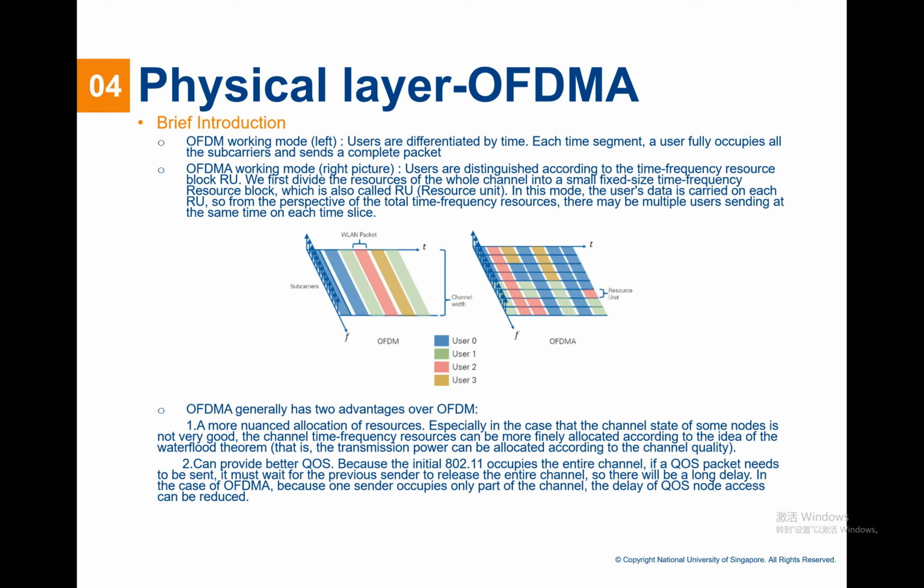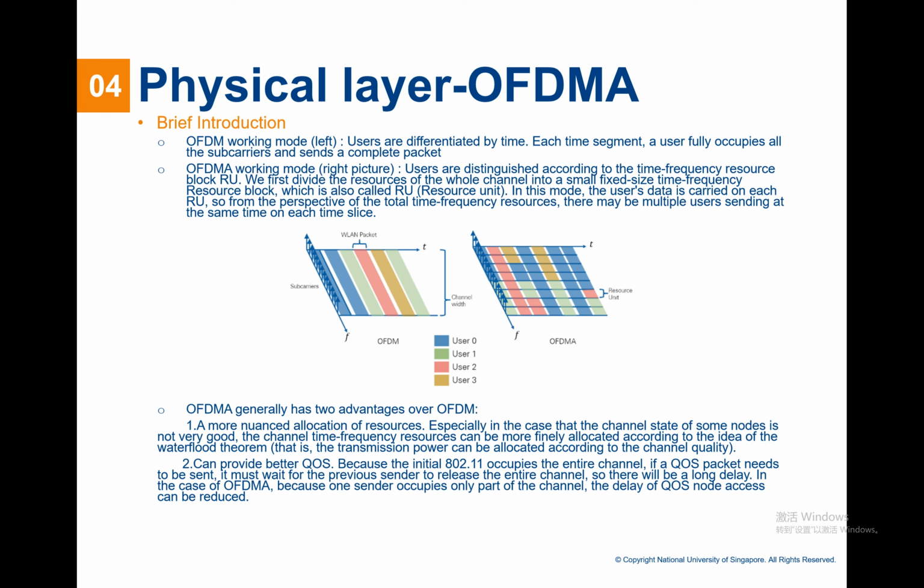We first divide the resources of the whole channel into small fixed-size time frequency resource blocks, which are also called RU, resource units. In this mode, the user's data is carried on each RU. So from the perspective of the total time frequency resources, there may be multiple users sending at the same time on each time slice.